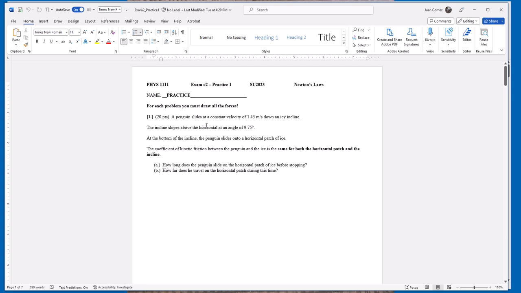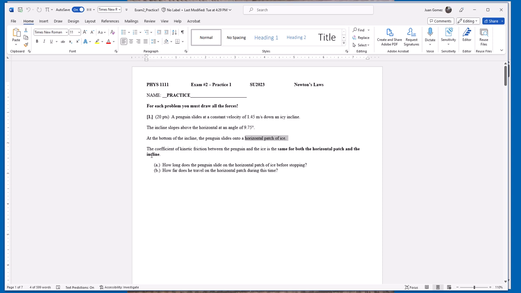This is a case where you combine Newton's second law. You have to apply Newton's second law to the penguin when it's on the incline and also when it's on the horizontal. So you're applying Newton's second law to the incline and the horizontal.